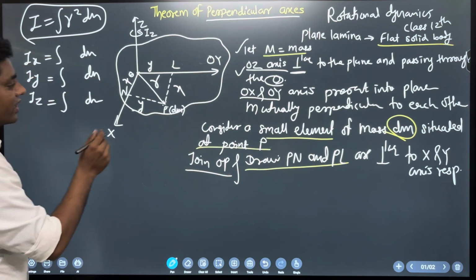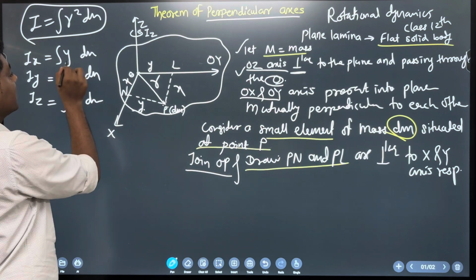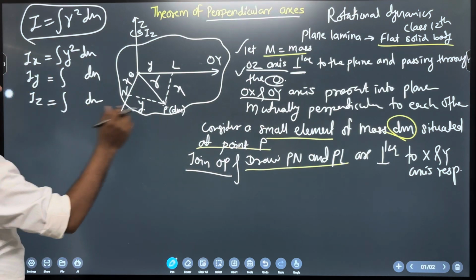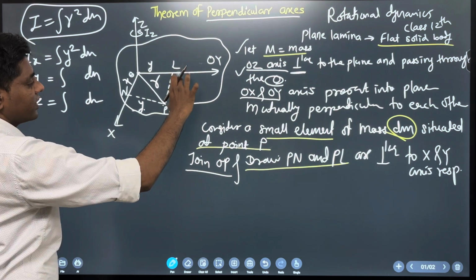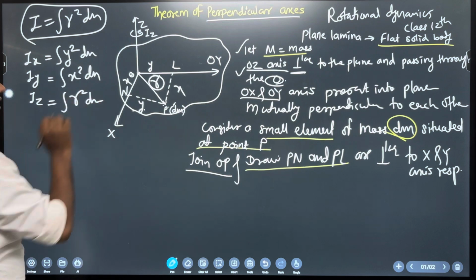What is the distance from the x-axis? It is exactly equal to y, so that is y square. What is the distance from the y-axis? It is x, so that is x square. And for z it is r, so that is r square.